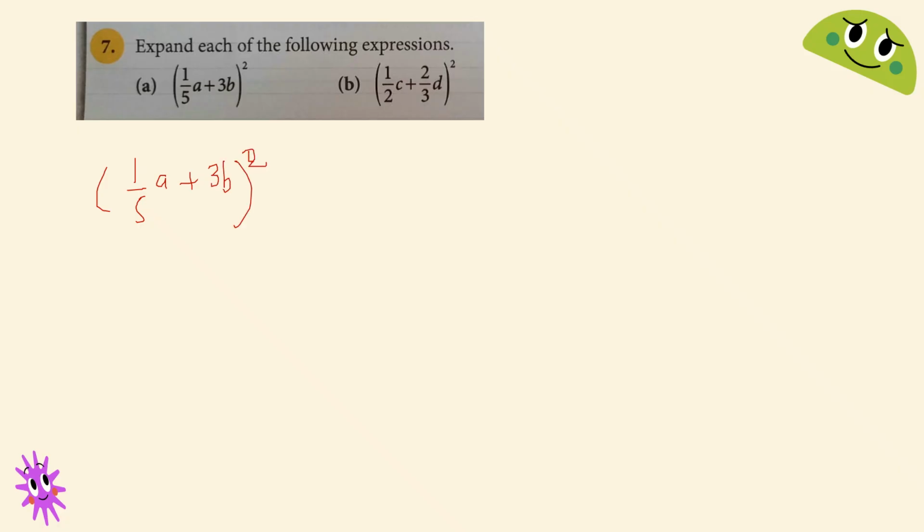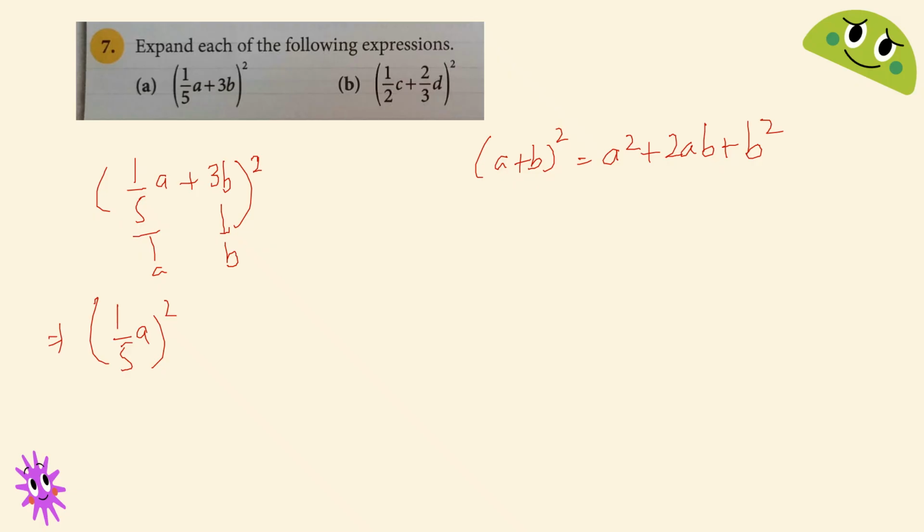Now as you will be able to identify the identity, that is (a + b) whole square, and (a + b) whole square was equal to a square plus 2ab plus b square. Now simply this is your a and this one is your b, right? So just apply the identity, that is a square is (1/5 a) whole square plus 2a is 1/5 a. Now this complete term, that is 1/5 a, is a, right? And 3b is b, and then we have (3b) whole square.